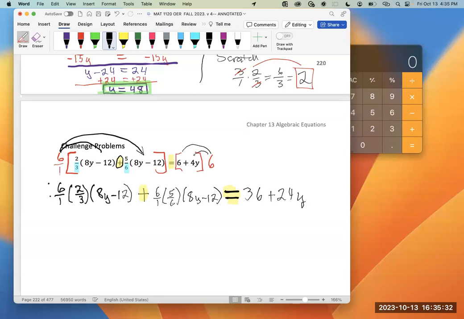Understood. So now here I'm going to multiply this together. 12 divided by 3 is 4. 8y minus 12. If you're having trouble multiplying fractions, let me know. Glad to help there. Multiply the top. 6 times 5 is 30. 30 divided by 6 is 5.